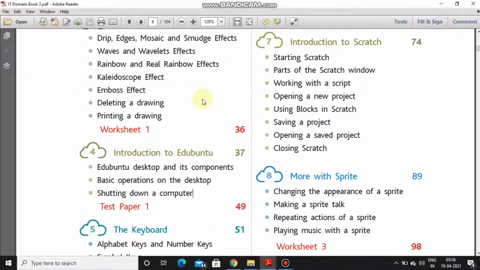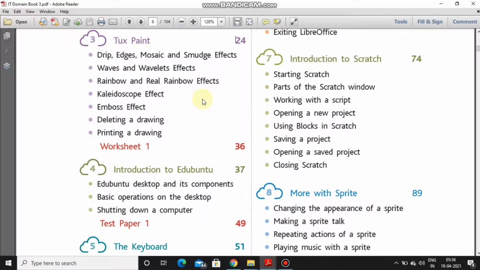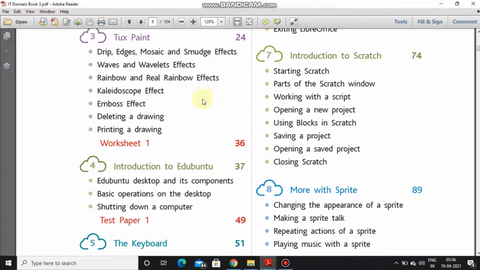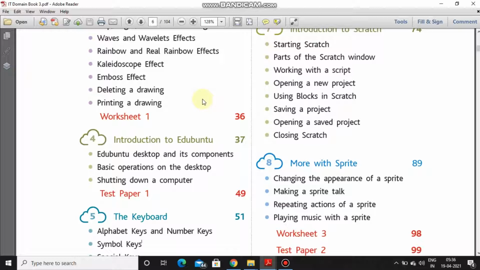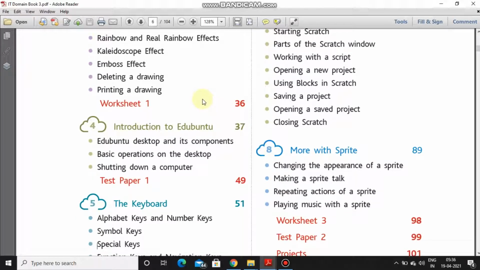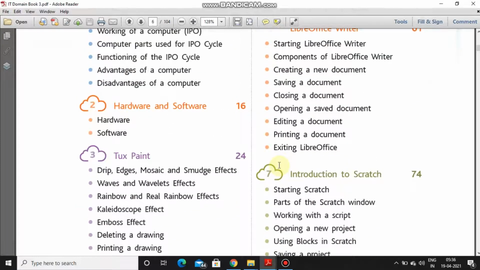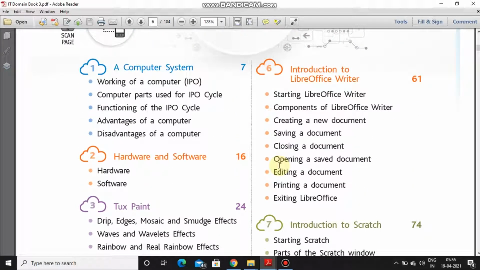We learned some effects in drawing by using Tux Paint. We understood the new operating system Ubuntu, the uses of the keyboard, and the word processing application, that is LibreOffice Writer, which helps us to write and edit text.